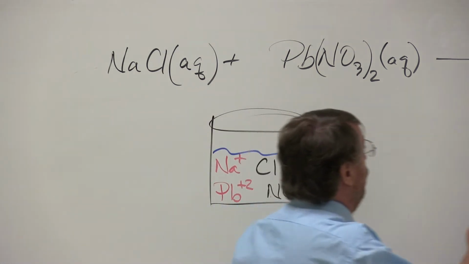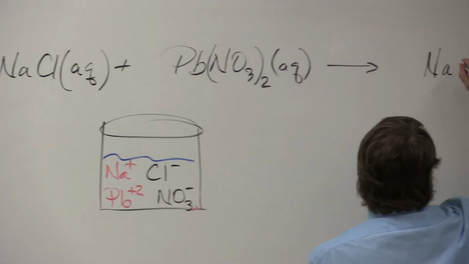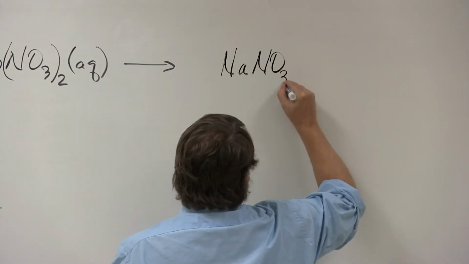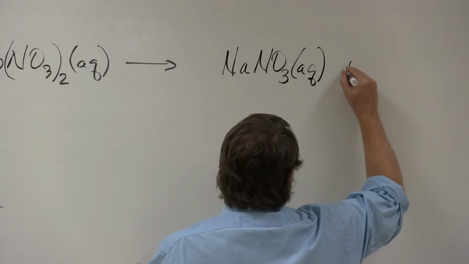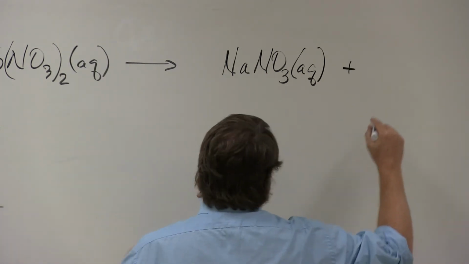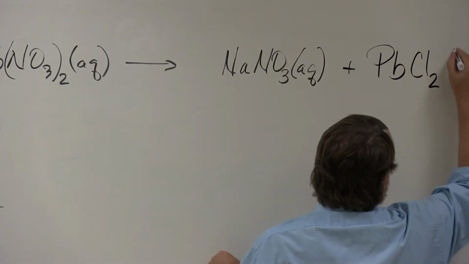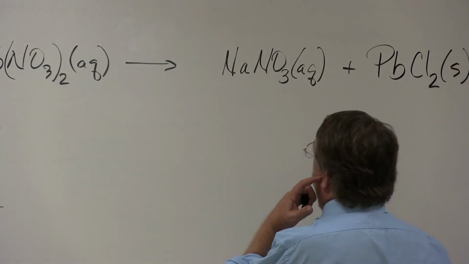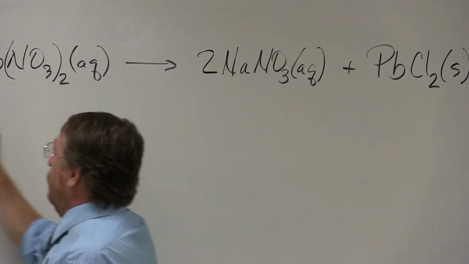So over here, we're going to write our resulting compounds, which would be sodium nitrate, but because both of these are always soluble, that's aqueous, and we're going to make lead 2 chloride, PbCl2, but that is a solid. So we have solid lead 2 chloride. Obviously, we're going to go through and balance that, put a 2 there and a 2 there.